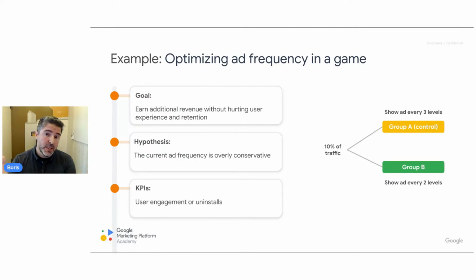The hypothesis is that the current ad frequency might be overly conservative. KPIs that we measure would be user engagement or the rate of uninstalls. We can test 10% of traffic and split our variants into A, the control variant with the existing frequency, showing a rewarded video every 3 levels, versus new variant B, which shows a rewarded video every 2 levels. We can also create variants C, D, and so on.